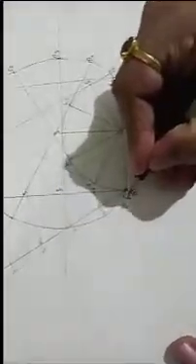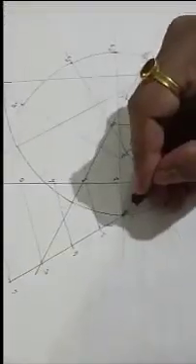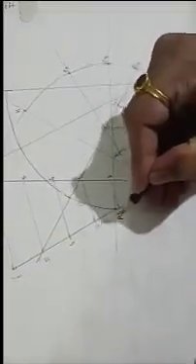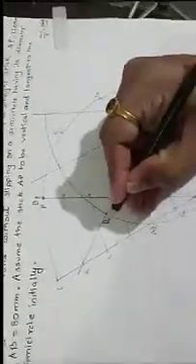Here this point is your first, from 1 you are getting A1, from 2 you are getting this point as A2. From 3 you are getting this point as A3. Then from 4 you are getting this point as A4. From 5 you are getting the point as A5, and from 6 you are getting the point as A6. So here we have completed the problem.